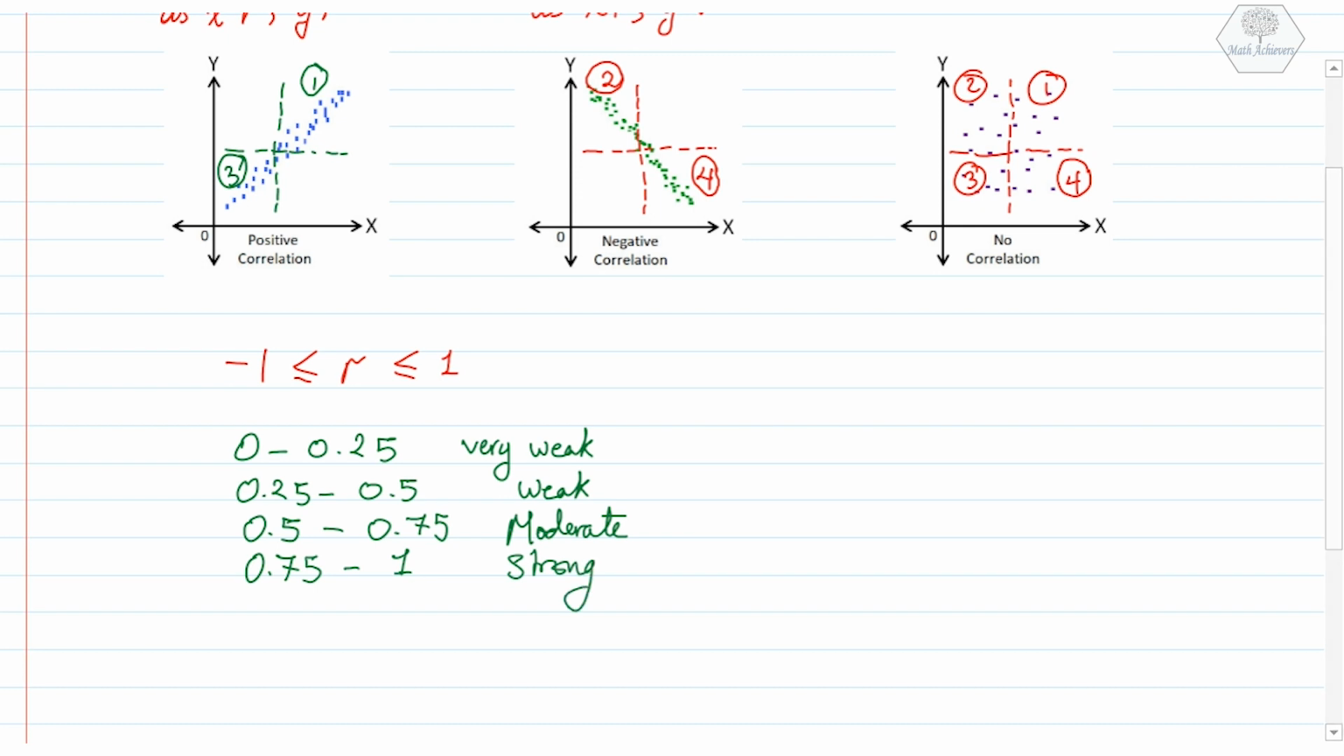So, as an example, here we'll take an example. If the value of R is equal to -0.9, then this means there is a strong negative correlation between the variables.